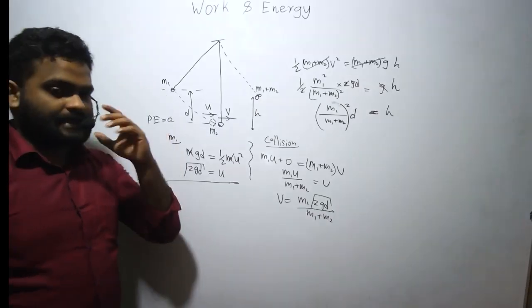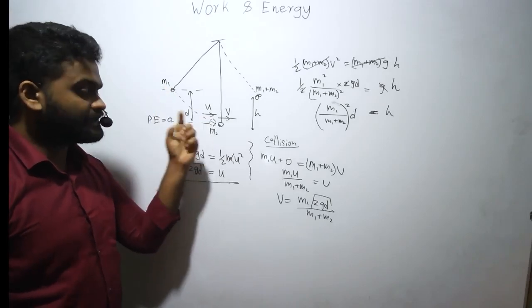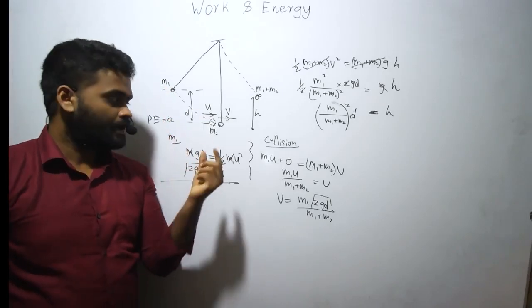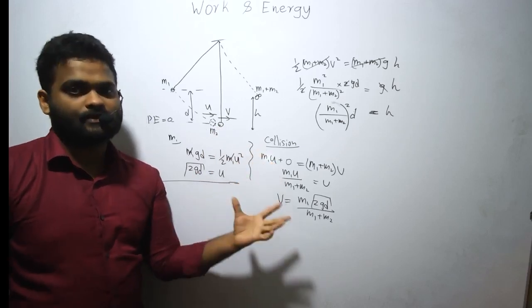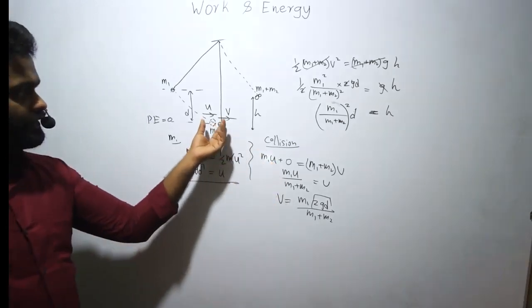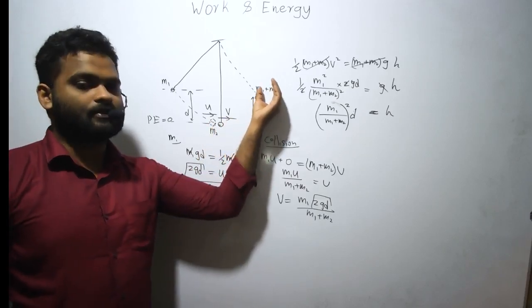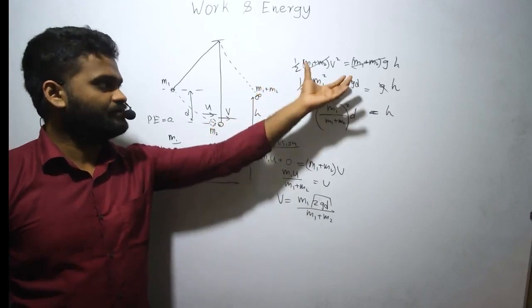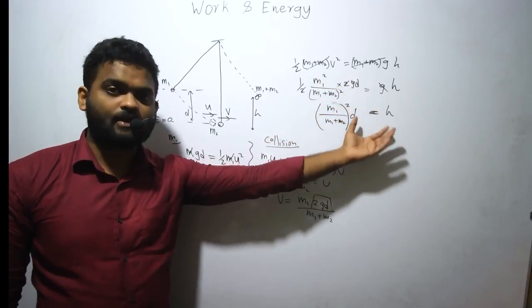So I'll just explain again. From here to here, for m1, you just apply energy conservation. Then for the collision, you apply momentum conservation. Then we need to find the maximum height that these two go to. So again, we just apply energy conservation to find that maximum height.